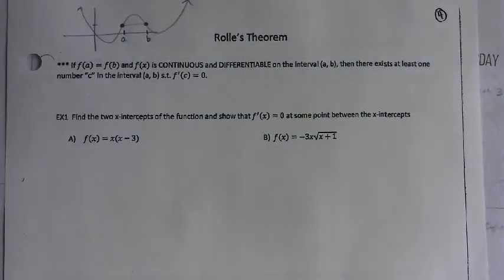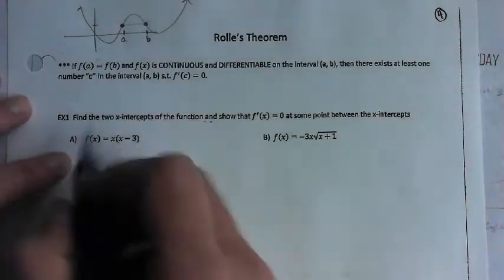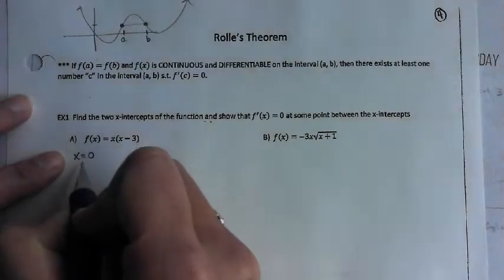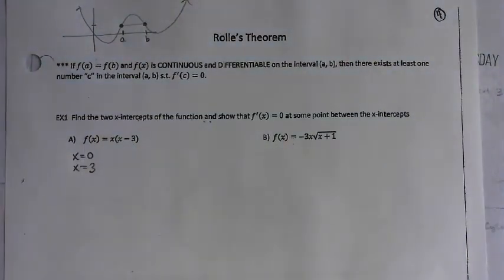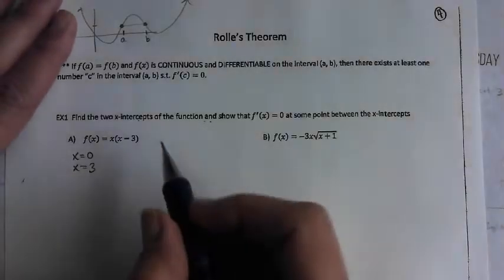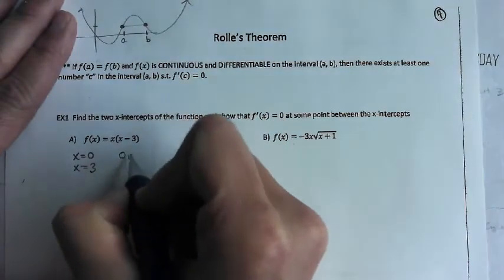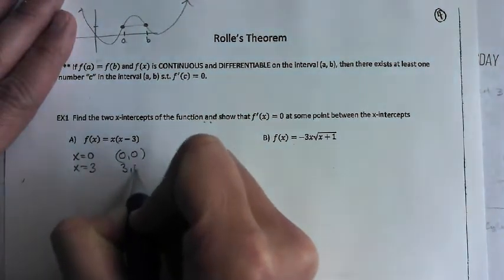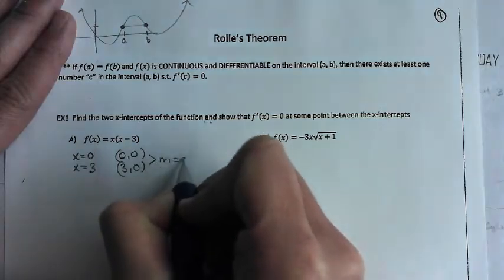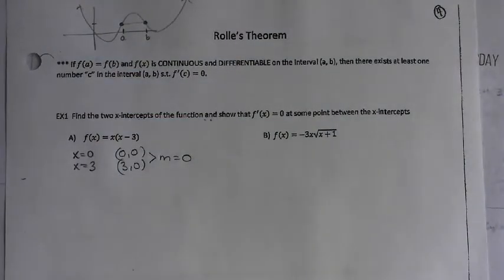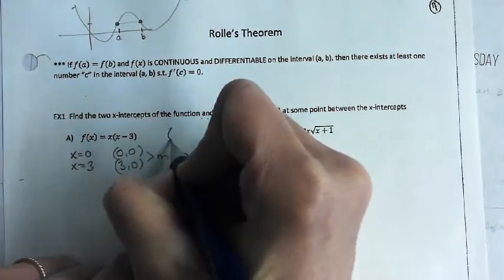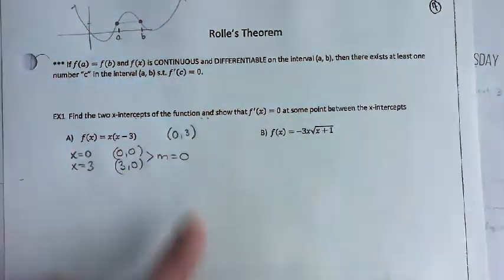So find the two x-intercepts of the function. Okay, we'll do that first. So pretty easy. x equals 0, x equals 3. And show that f prime of x equals 0 at some point between these x-intercepts. So our points are (0, 0) and (3, 0). Our slope is 0 between them, obviously. We need to show that the derivative equals 0 somewhere in between. So our a to b interval is 0 to 3 here.